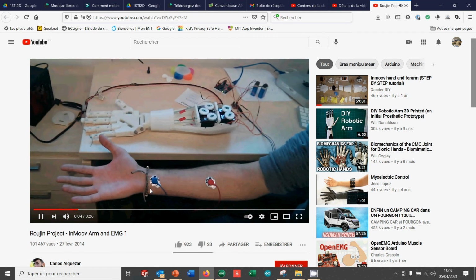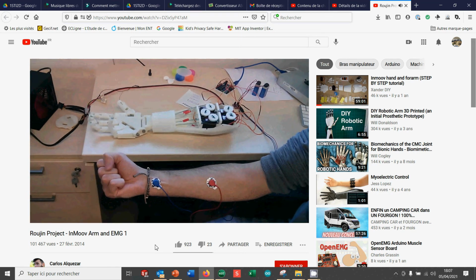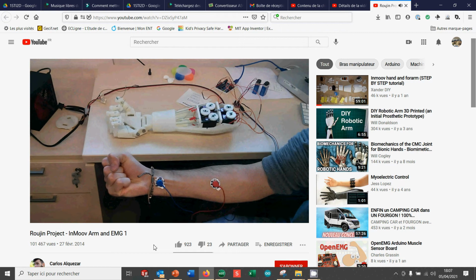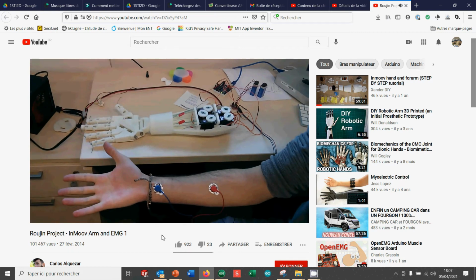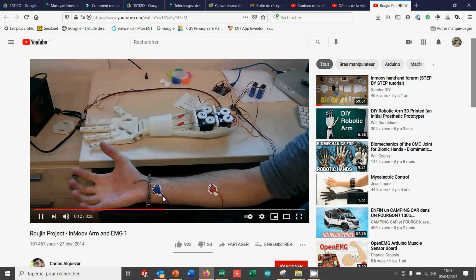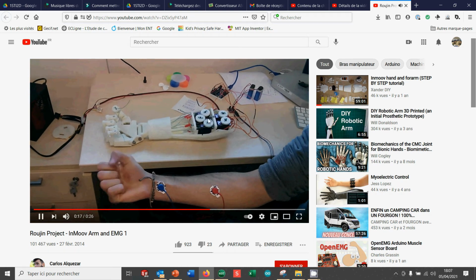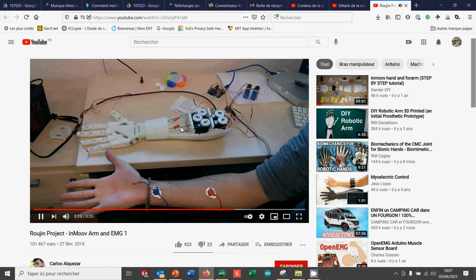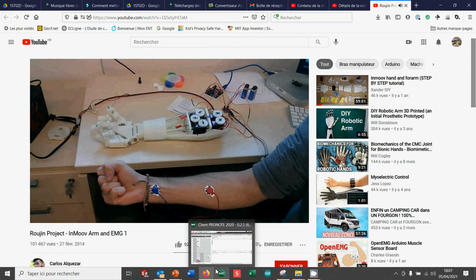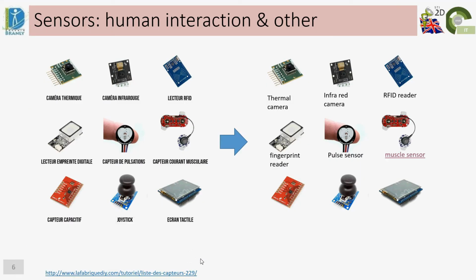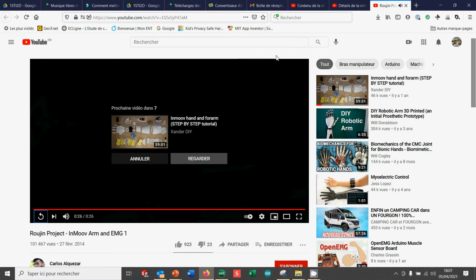So this is muscle sensors. Okay. And you see that you can detect the tension in muscle, transform it into electrical signal, and activate the robot hand. All right. Maybe let's stop it before.